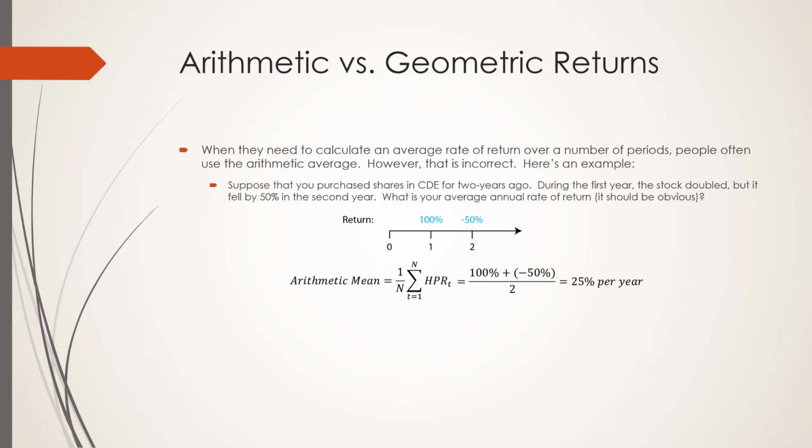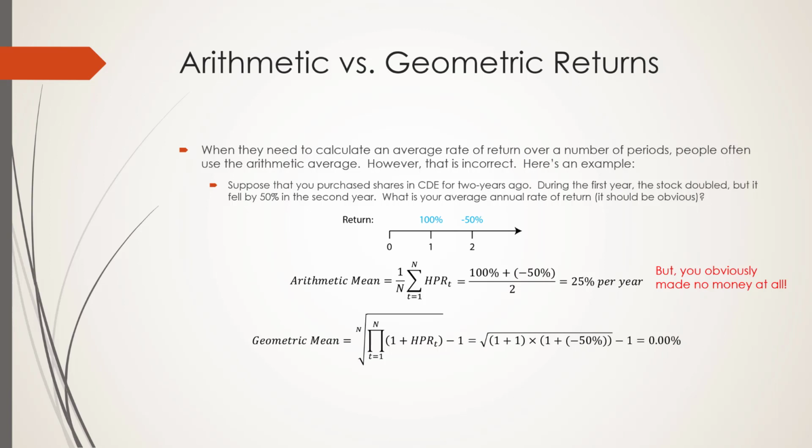Now, the geometric mean does not have this problem. So the geometric mean is simply the product of 1 plus each sub-period return, and then you take the nth root of the result and subtract 1. In this case, we have 1 plus 100% times 1 plus negative 50%. We take the square root of that, subtract 1, and we get a 0% average annual rate of return.